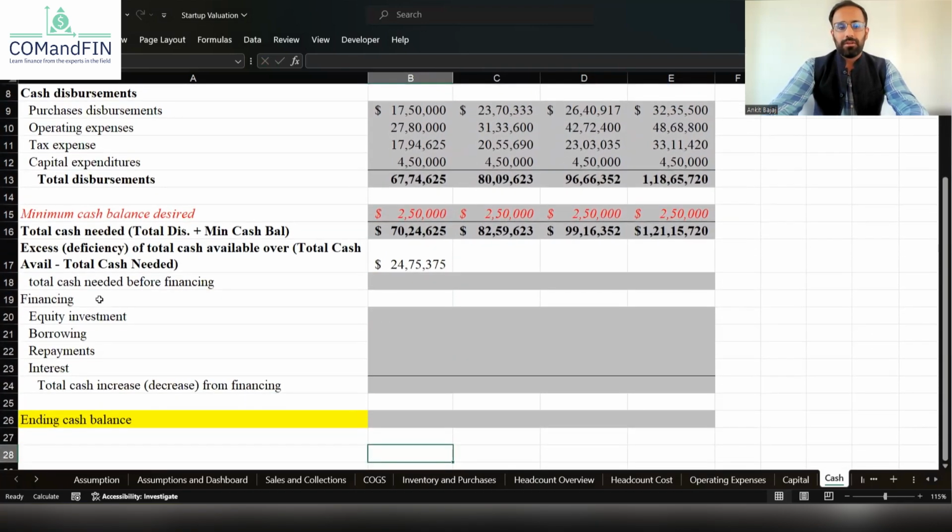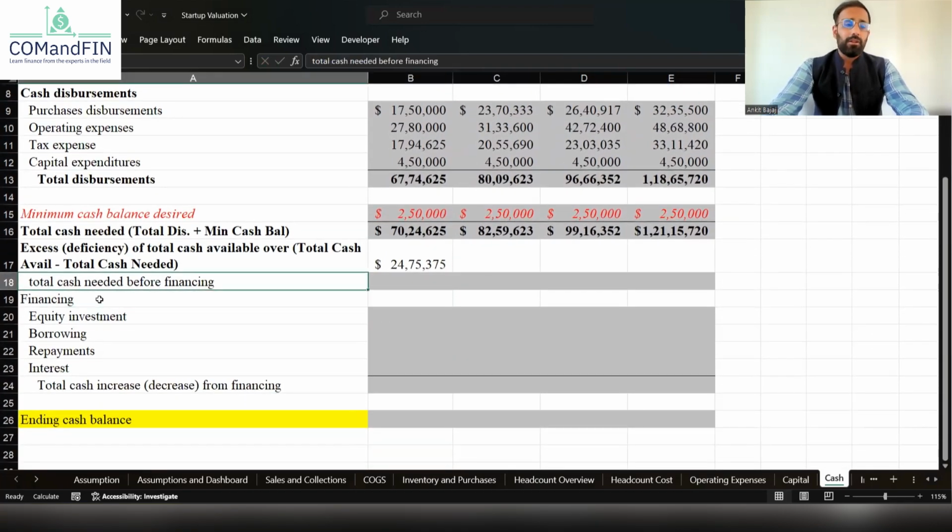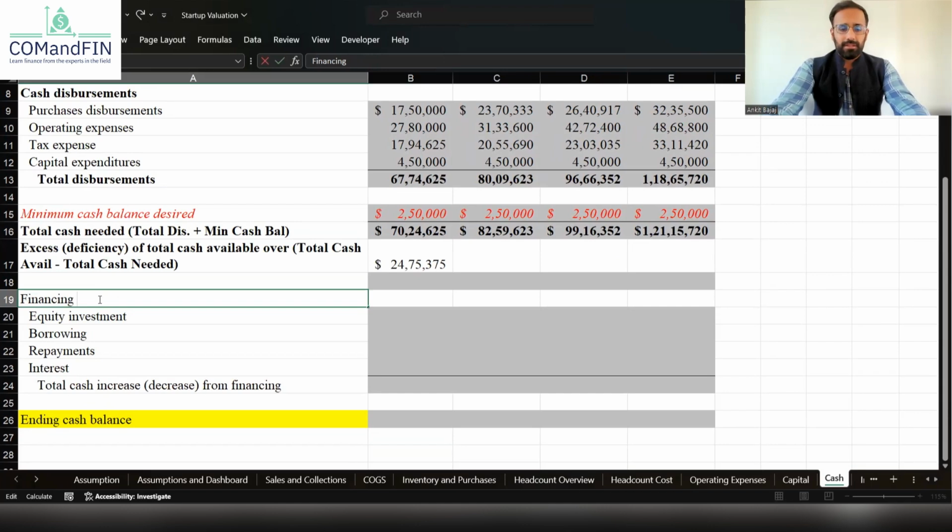Now here we have to record the other expenditures. Till now, we have not discussed the financing cost. We have not discussed the financing cost here. Now, we will make the adjustment for financing cost.